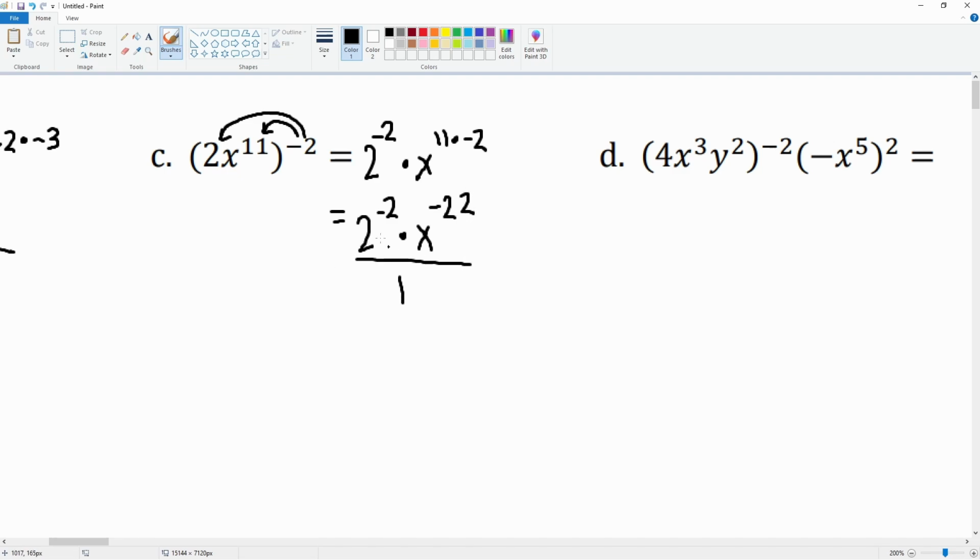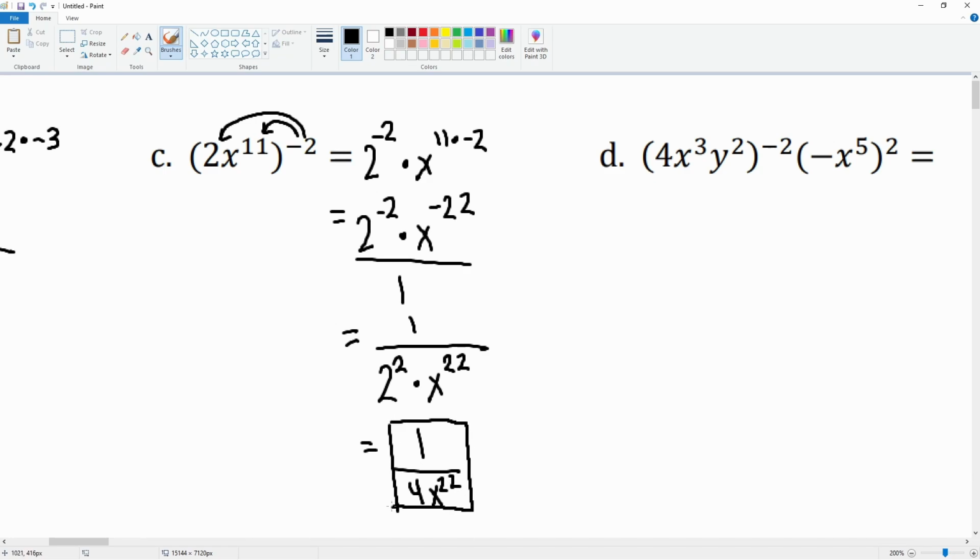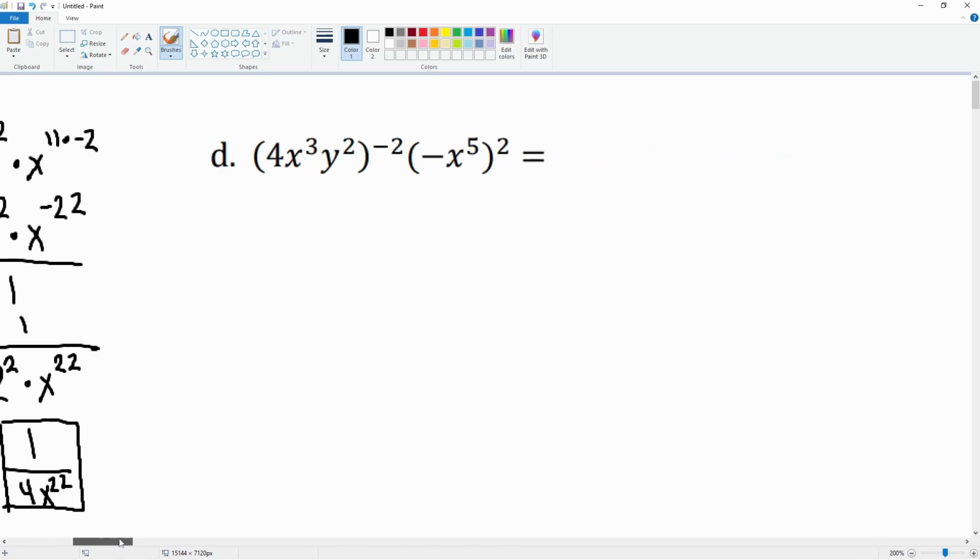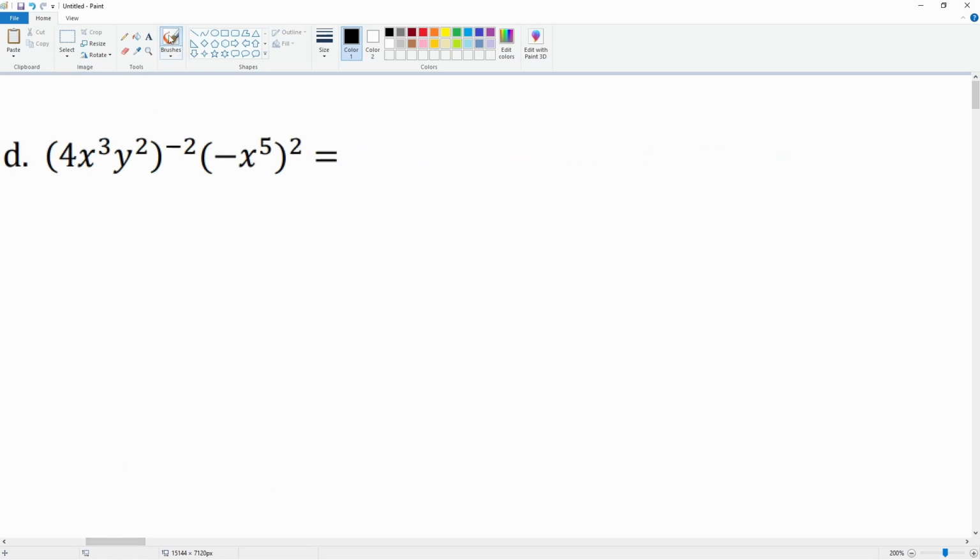So this was all originally on the top of the fraction. To make the exponent positive, we bring it to the opposite side of the fraction. Okay, so it's 2 to the second times x to the 22 power over 1. Okay, this simplifies: 2 to the second power is 4, and x to the 22 power would be it. Okay, so it's 1 over 4x to the 22 power. All right, let's do d here.